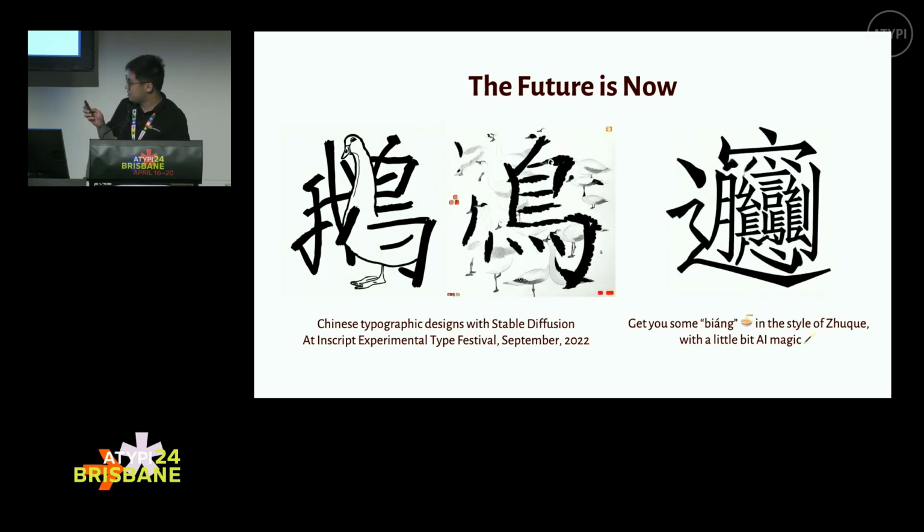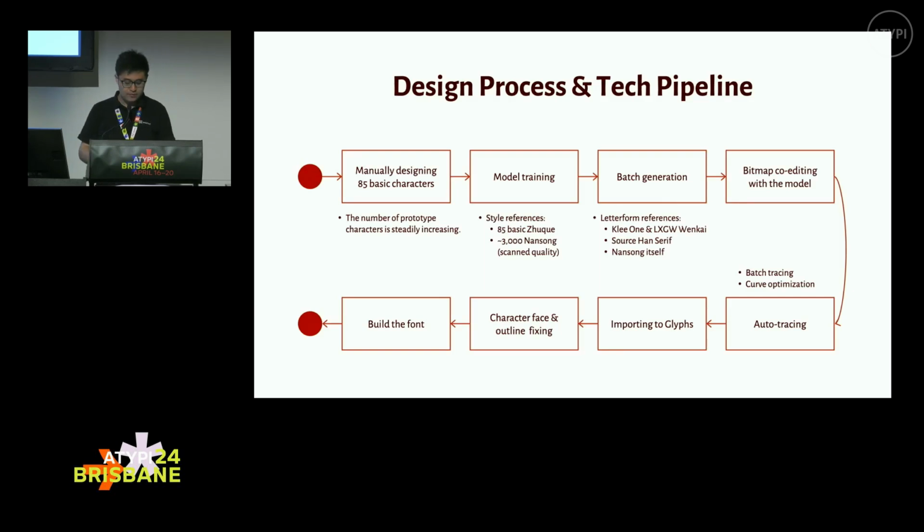Looking at the bigger picture, the Zhuque project follows the design and technical pipeline that unfolds in several stages. At the very beginning, our designer manually crafts the first 85 characters, not much different to the traditional design. Next, we train the model using the style samples. The intention here is for the model to learn from these samples and grasp the desired style. Following this, we proceed to the batch generation process, where the model produces new glyphs to complete the character set.